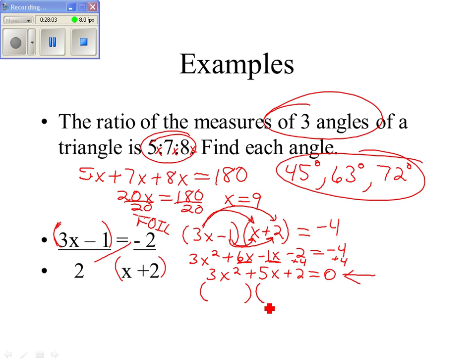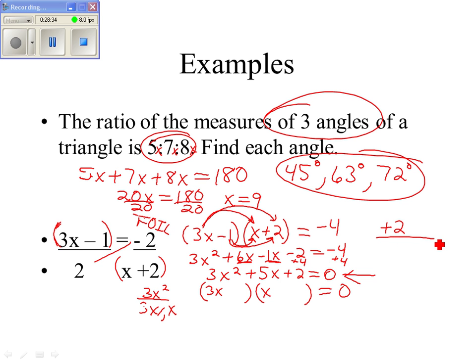Now you set up your parentheses. You find the factors of the first term, 3x squared. What are the factors of 3x squared? What times what will give you 3x squared? 3x and x. Those are the only ones. So we put 3x there, x there. But now it's gonna be a little different. We gotta find the factors of positive 2.